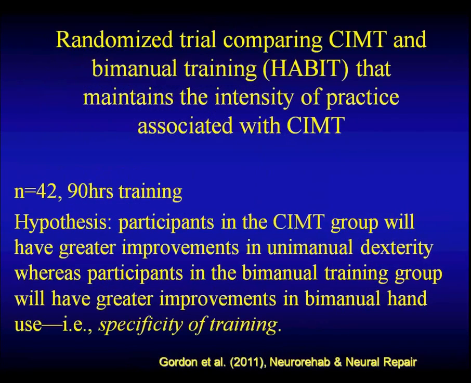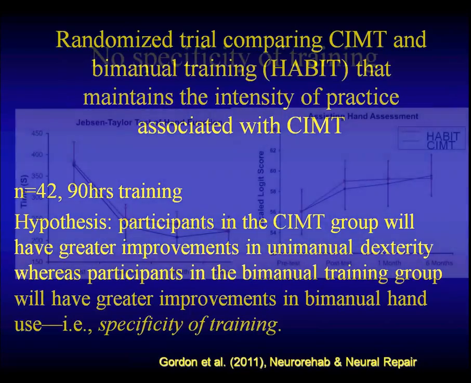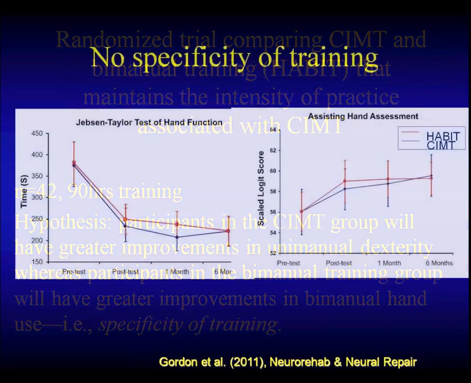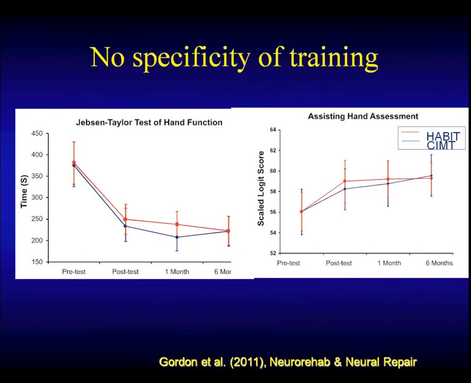We did a number of studies of HABIT demonstrating efficacy, and we wanted to know, is there any drawback of doing this versus the constraint therapy? So we actually did a randomized trial comparing bimanual training to constraint therapy, with the hypothesis that there would be greater improvements in bimanual measures for the HABIT group and in unimanual measures for the constraint group, so specificity of training. This is the Jebsen-Taylor test of hand function.